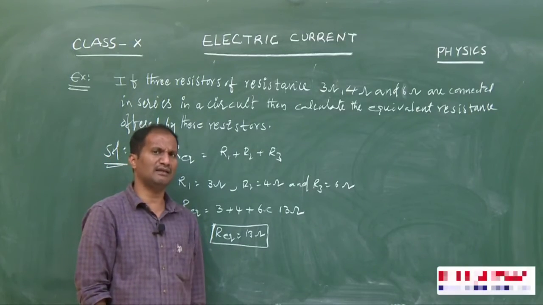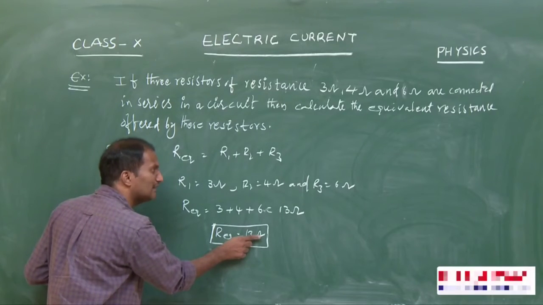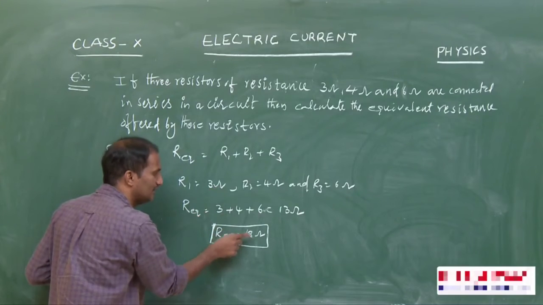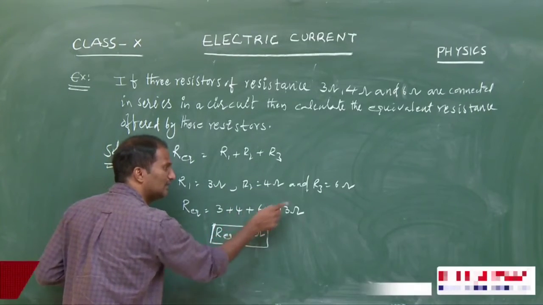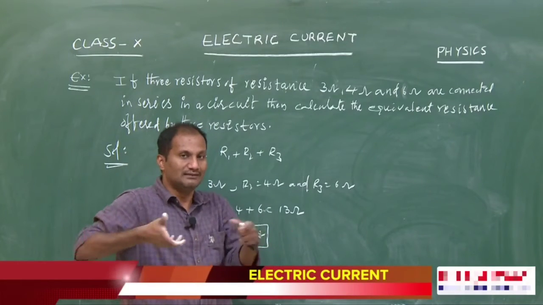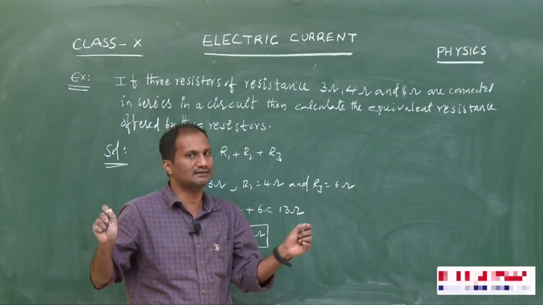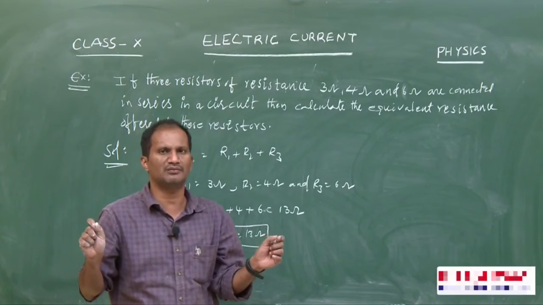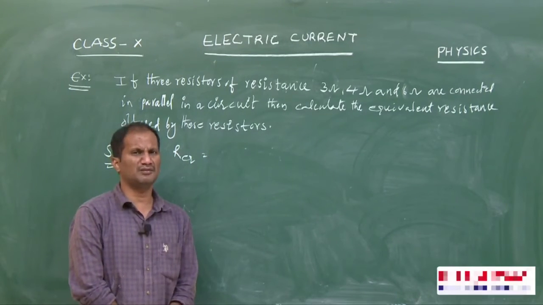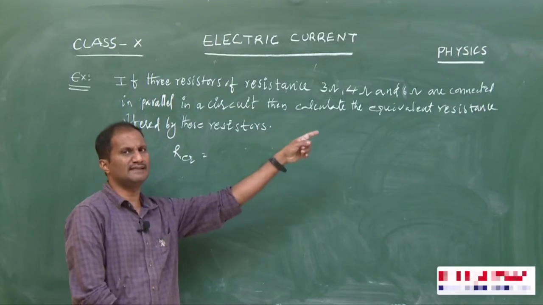Here we can clearly see that the resultant resistance, that is 13 ohm, is greater than any individual resistance. That is, 13 is greater than 3, 13 is greater than 4, and 13 is greater than 6. Why? Because when resistors are connected in series, their length increases. Already we know that as the length of a resistor increases, it offers more resistance to the conduction of electricity.